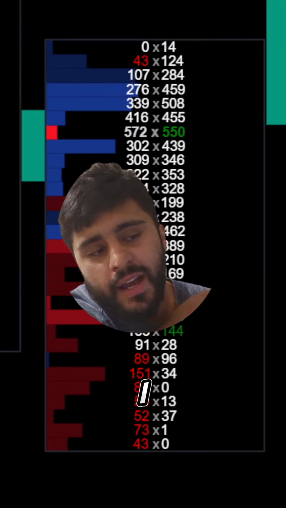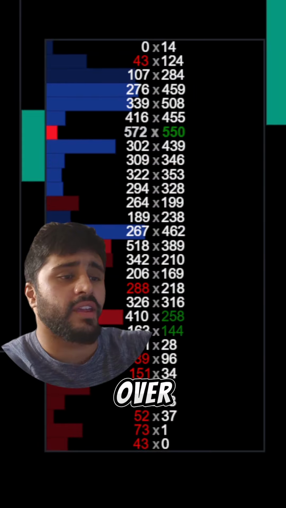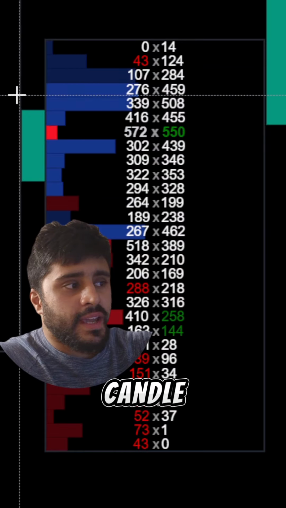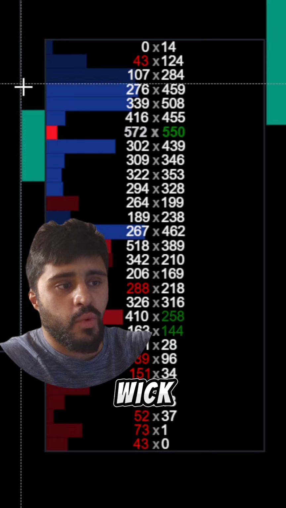Okay, so the question I get a lot is how do I read footprint charts? So I'm going to go through this one candle over here, just breaking it down. This is a green candle, so the body is obviously green. So we have a bullish candle, we have the wick, and we have the wick over here.